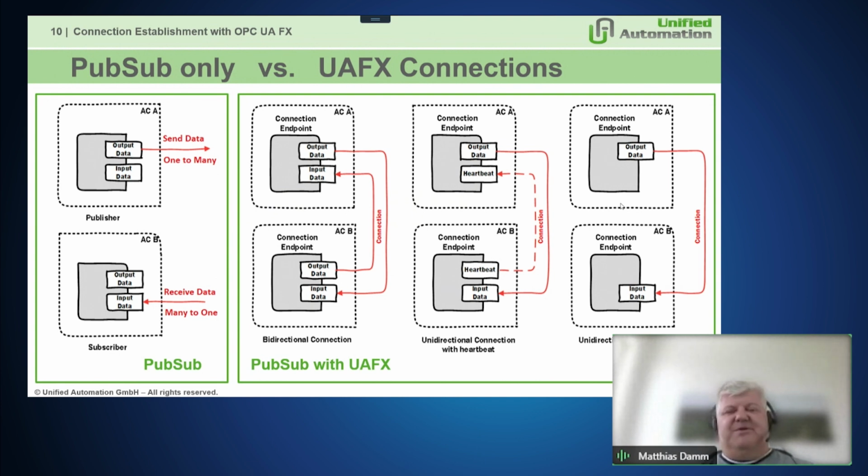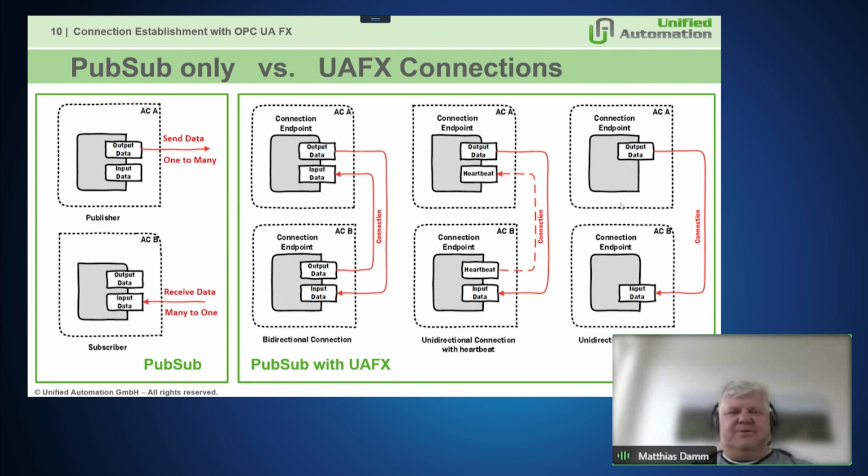And even if the data flows only in one direction, that's what we call a unidirectional connection with heartbeat. Even in the direction where there is no data, heartbeat messages are sent, so there is no payload, but the normal messaging with sequence numbers and everything is ongoing. So even the component that does not receive data still knows about the state of the other component. There's a theoretical option of having purely unidirectional connections, but then you lose the benefit of OPC UA FX to know the state of the other communication partner.